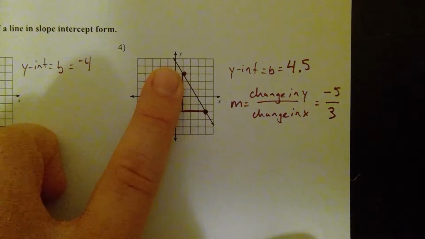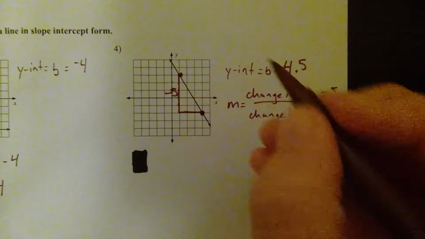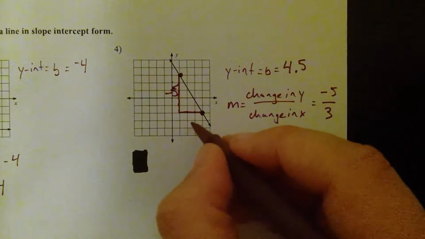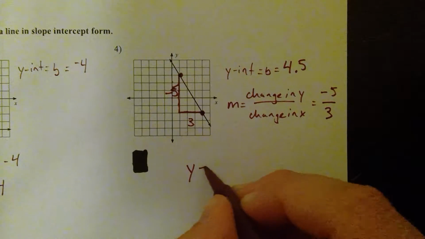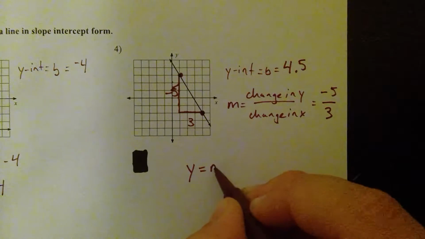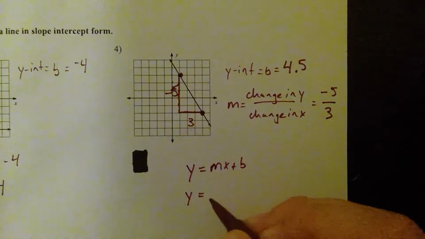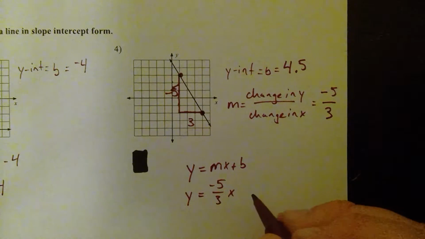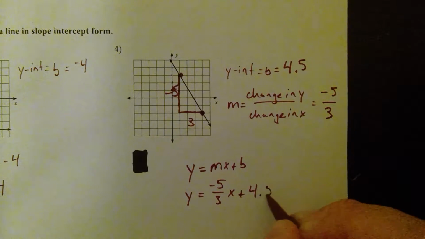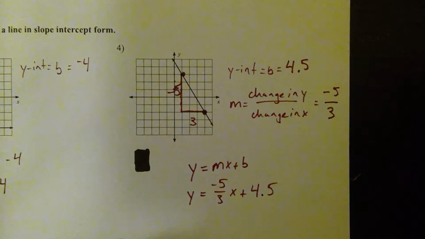And then to get the slope, I went down 5. Okay, I'm just trying to write that on there. So minus 5. And then I went right 3. So that's positive 3. So we write our equation. We have y equals mx plus b. Let's plug in what we know. So y equals negative 5 over 3x plus 4.5. So you can go ahead and work on numbers 5 and 6 on your own, and then we'll go over them. We'll check them here.